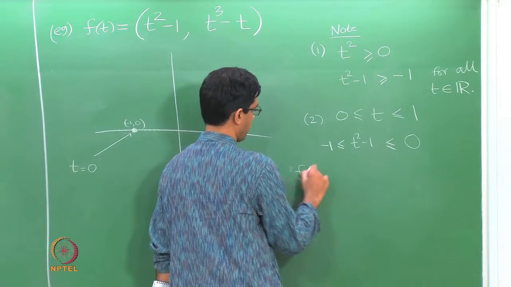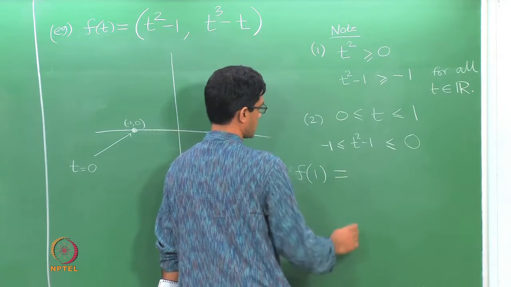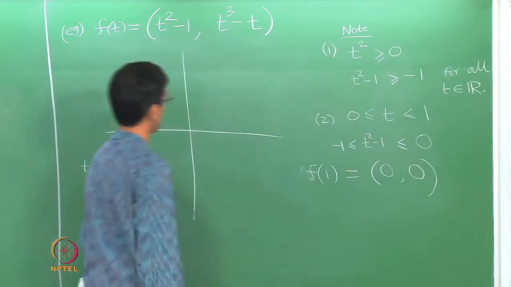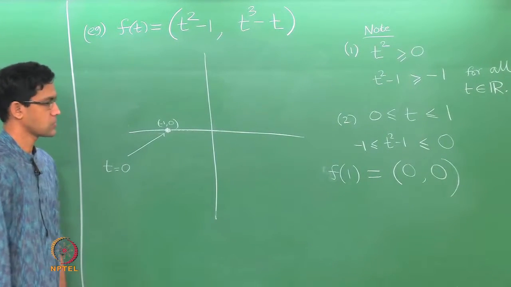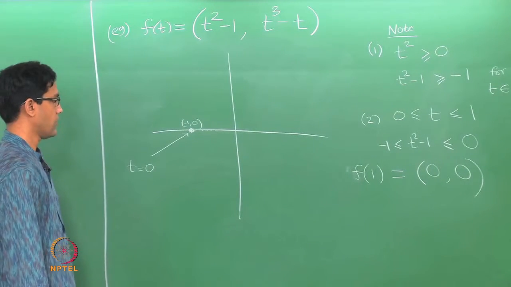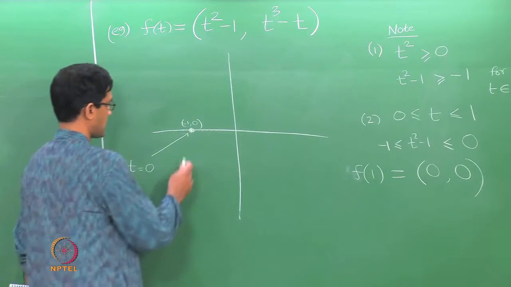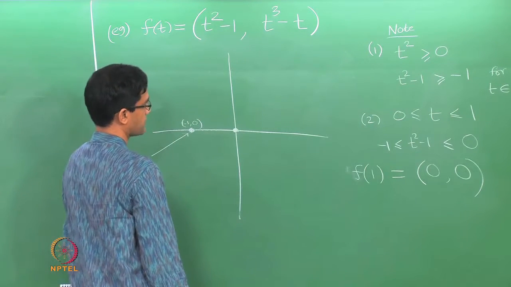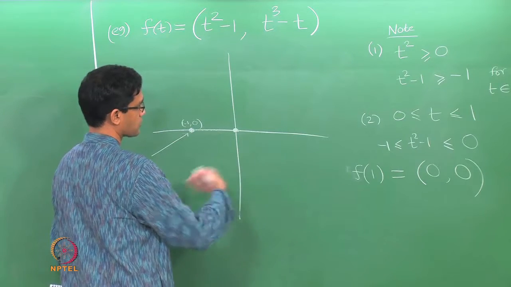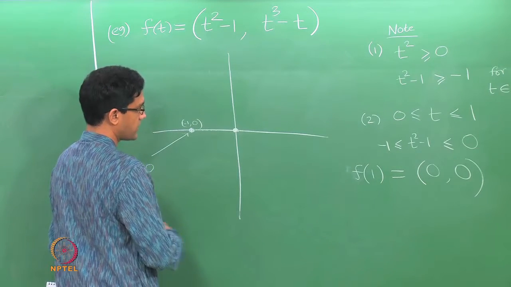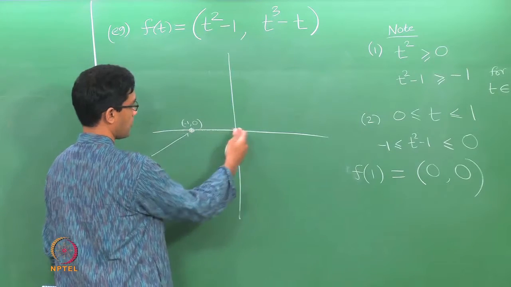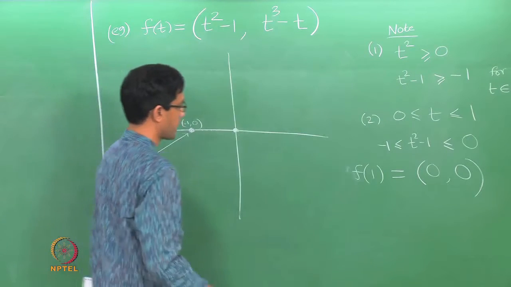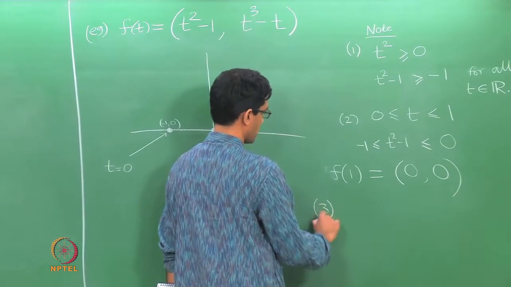Okay. So let us also figure out what happens at t equals 1. So f of t equals 1 is, if you plug in t equals 1 into the formula, well, t square minus 1 and t cube minus t are both zeros. Okay. So f of 1 is in fact 0, 0, which means at t equals 1 it is at the origin. Okay. So how does that happen? As t goes from 0 to 1, the x coordinate increases from minus 1 all the way to 0.